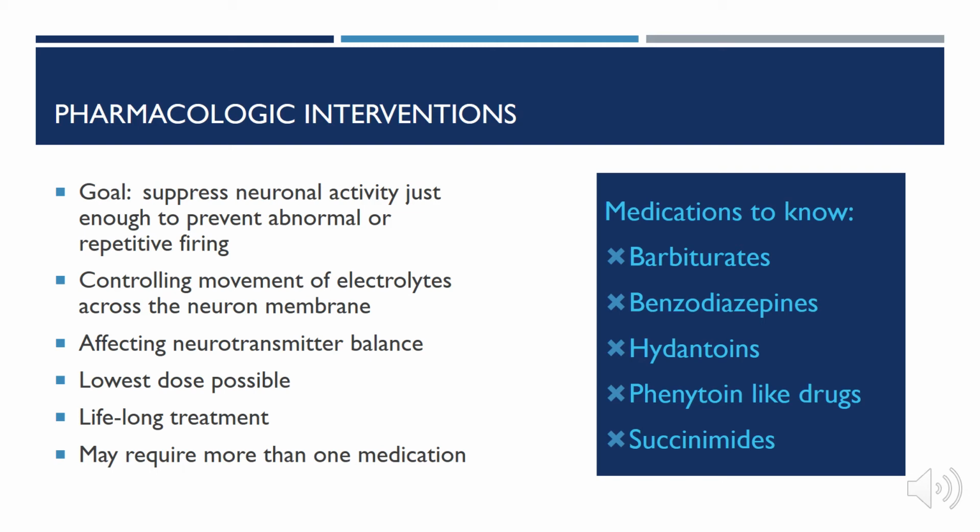We give them the lowest dose possible at first, and most of the time it's a lifelong treatment, which a lot of people have to just come to terms with. It may also require more than one medication. So the different kinds of medications you will need to know are barbs, benzos, hydantoins, phenytoins, and succinimides.